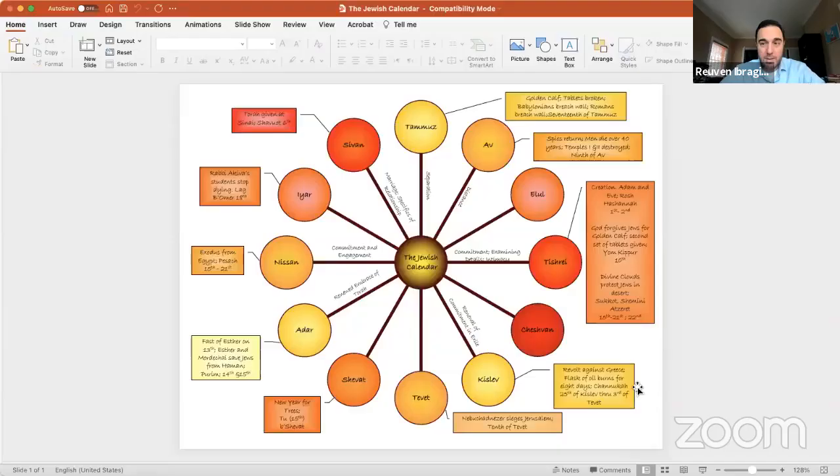Okay, so this is the Jewish calendar and the Jewish view of time. If anyone wants this, I'm happy to send it to you.